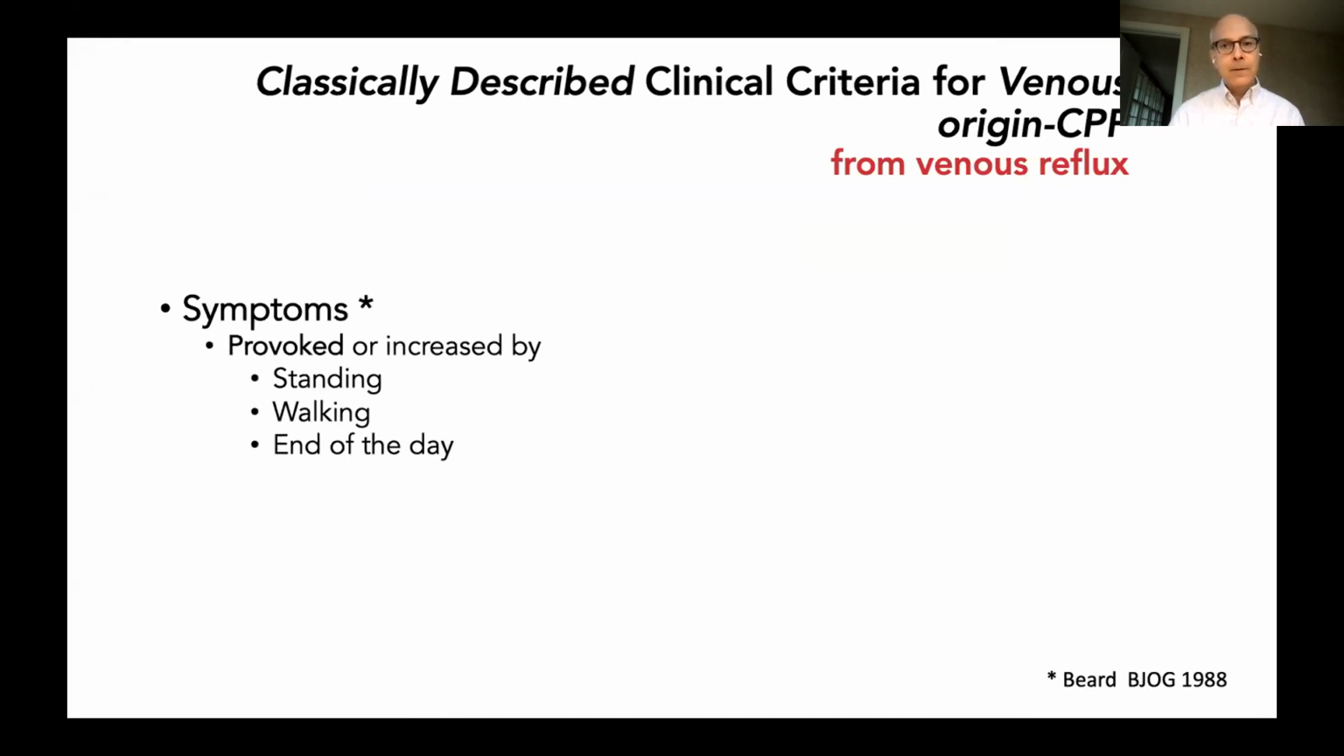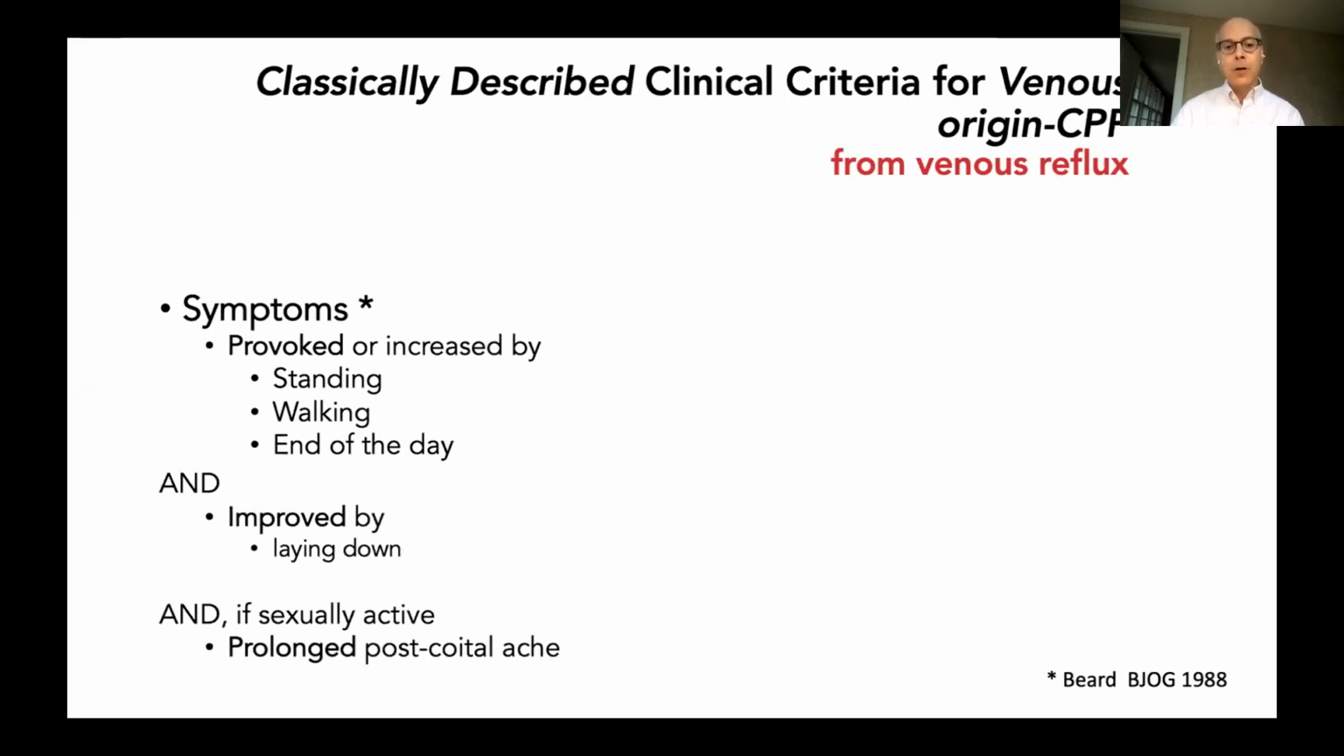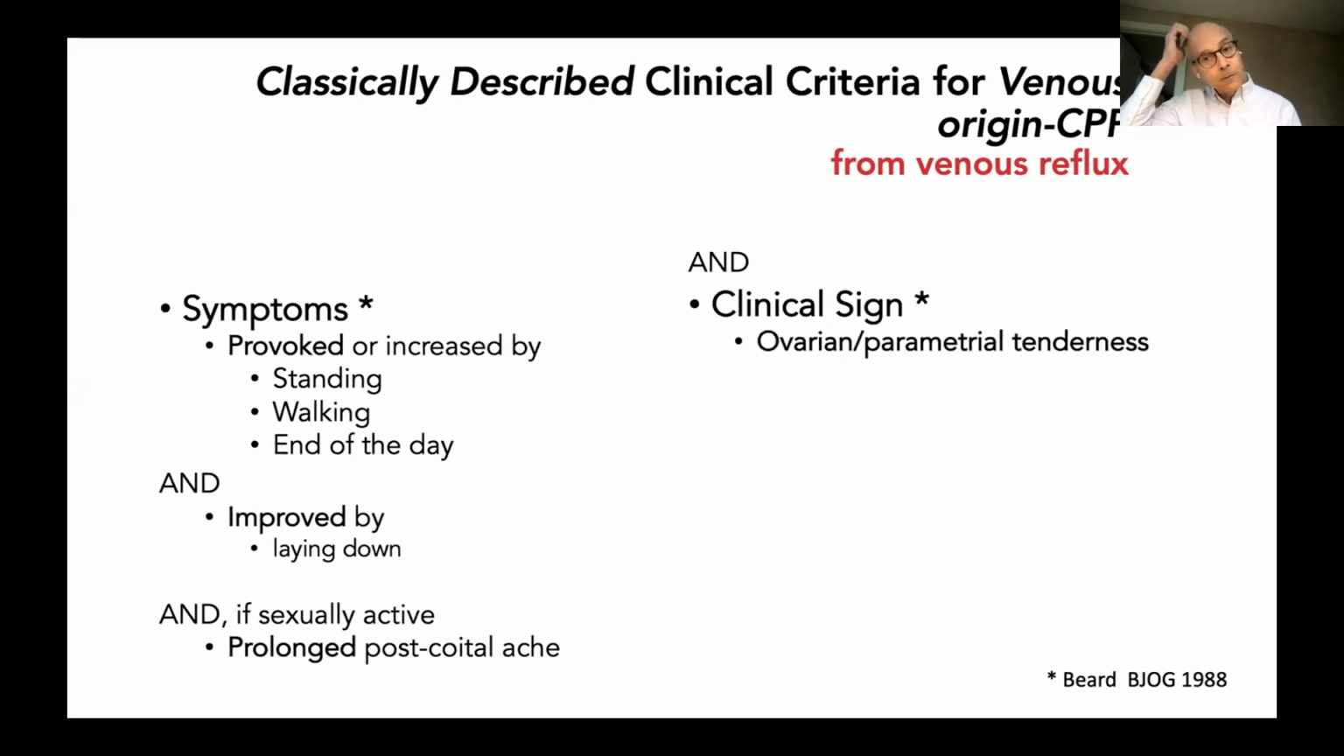today. So the symptoms of venous origin chronic pelvic pain are those that are provoked by gravity. So things that get worse with long standing, after a long period of walking at the end of the day, and conversely get better when patients lie down. And if a woman happens to be sexually active, it can result in prolonged postcoital aching. We can't forget the physical exam also plays a role in making these diagnoses, and I will highlight that later. But as a clinical sign, he identified that there was a diffuse tenderness to the uterus and perimetrial areas that could, in many cases, reproduce the pain that the patients were complaining about.